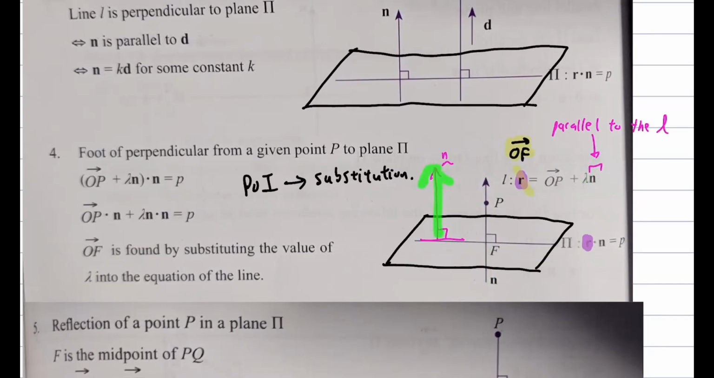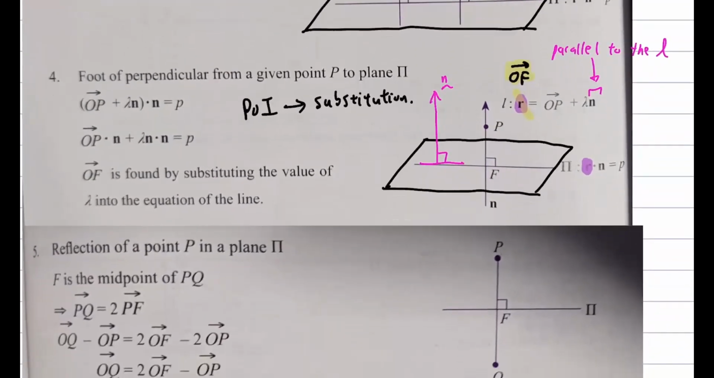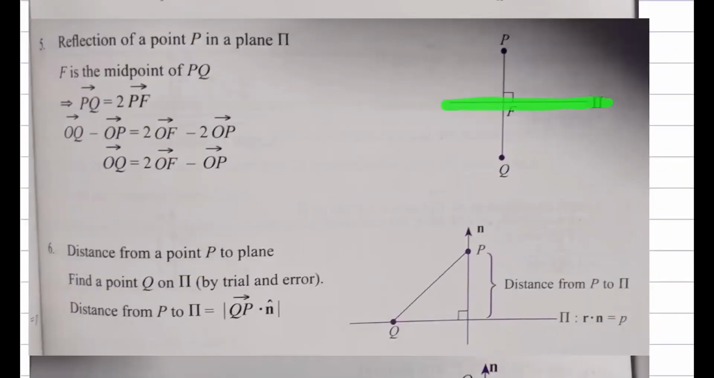N being the direction vector, the perpendicular of the plane. Okay, next, point 5, reflection of a point P in a plane pi. So here is a plane pi. You have a point P, it's reflected to the point Q. When you do reflection, it's exactly the same as reflection about a line.